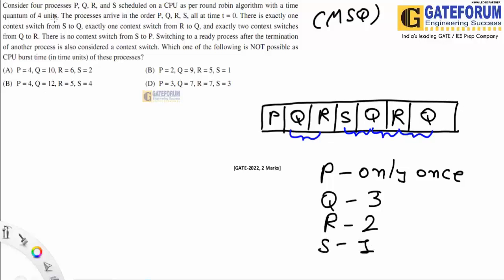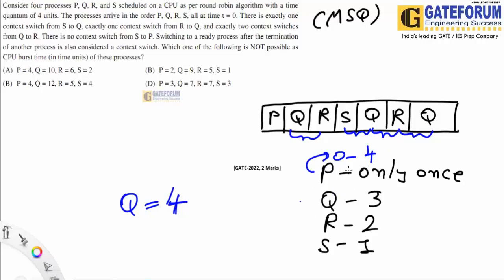And the quantum is 4 units per turn. The quantum is given as 4 units. So basically the value of P should be in the range from 0 to 4. So if you take 3, 4, 4, 2, 3, P is following all the standards here.